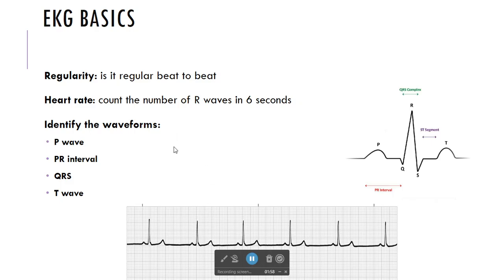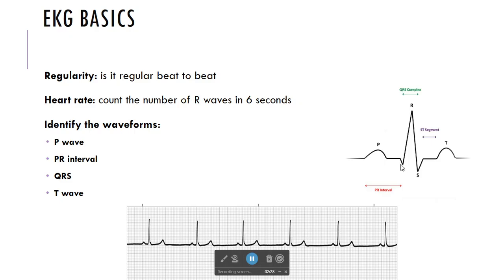The next thing we need to do is identify our waveforms, and we're going to look at P waves, PR intervals, QRSs, and T waves. So here's your P wave. It should be smooth, round, and upright. There's one before every QRS. Here's your QRS. This is your PR interval. It is counted from the beginning of your P wave to the beginning of the QRS.